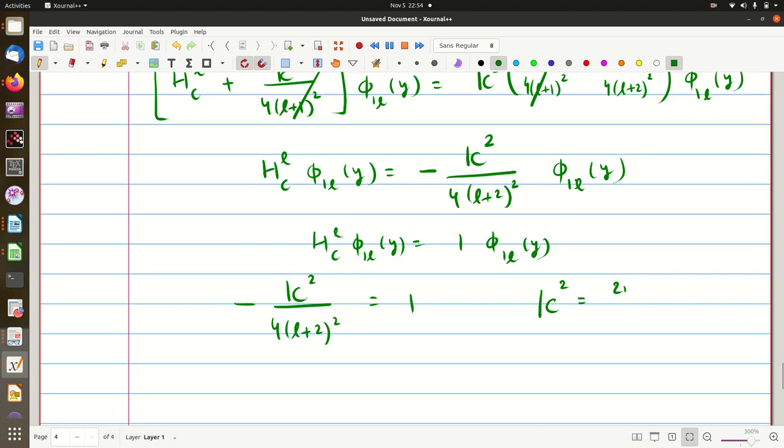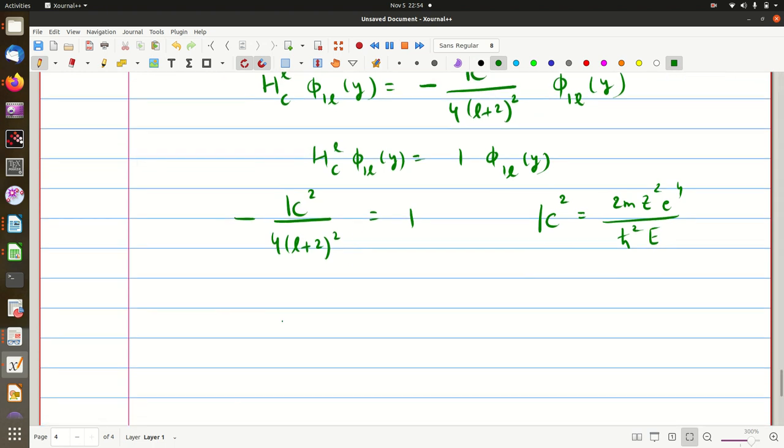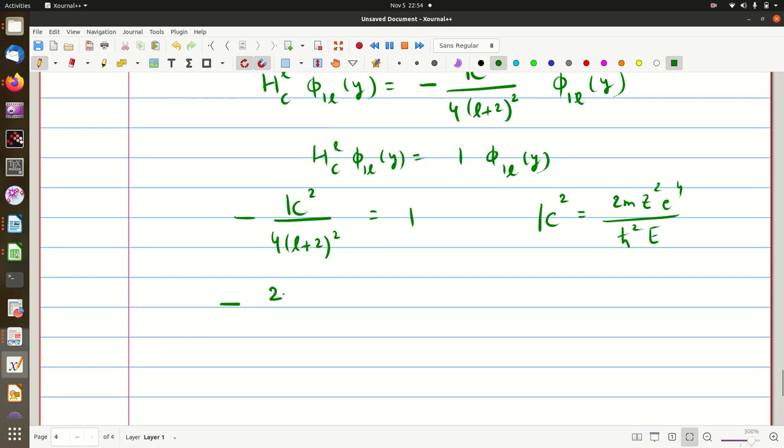Substituting kappa, with 2m z squared e power 4 by h cross squared E, we get minus 2m z squared e power 4 by h cross squared, 4 is also there, times (L plus 1 plus 1) whole squared equal to E1L, because it's still a function of L. So there also, E0L means we got all the ground states for different values of L.